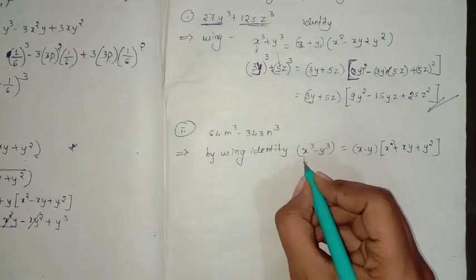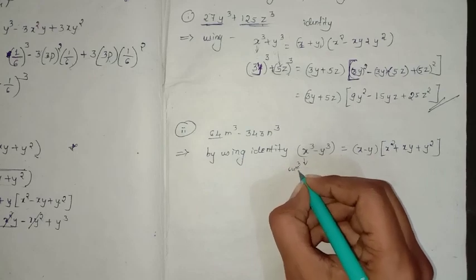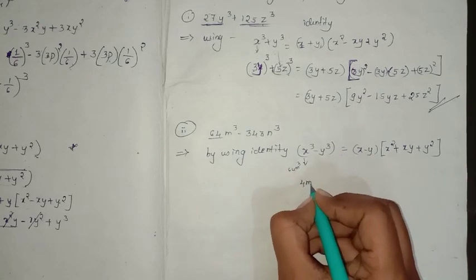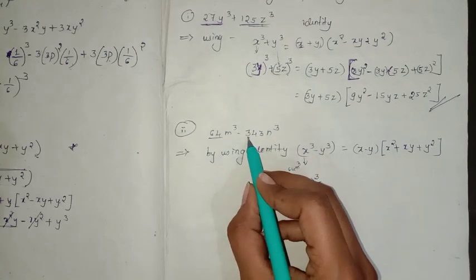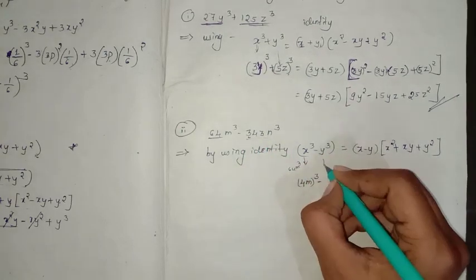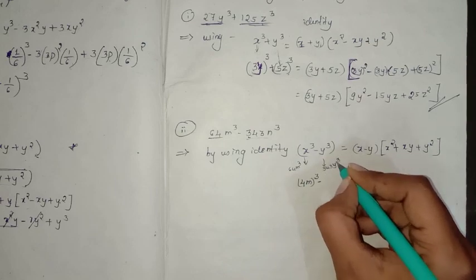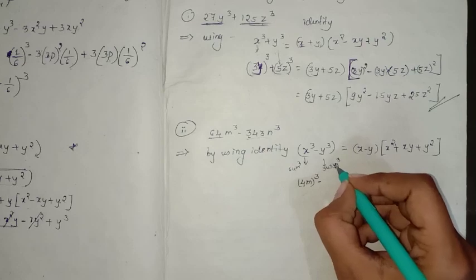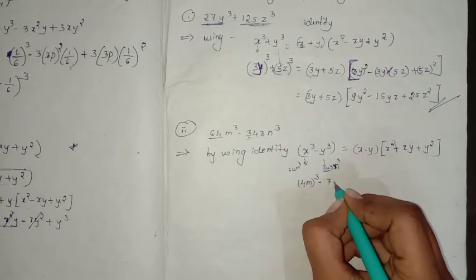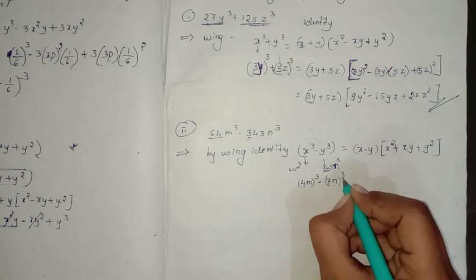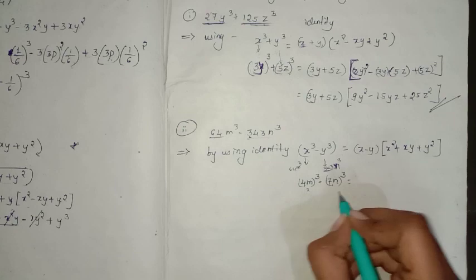So that means this can be adjusted. The 64m cube can be adjusted to (4m) whole raised to cube minus, and for y, it is 343n cube. The cube root of 343 is 7, so (7n) whole raised to cube. Now you got the x value and the y value. So this is x and y.